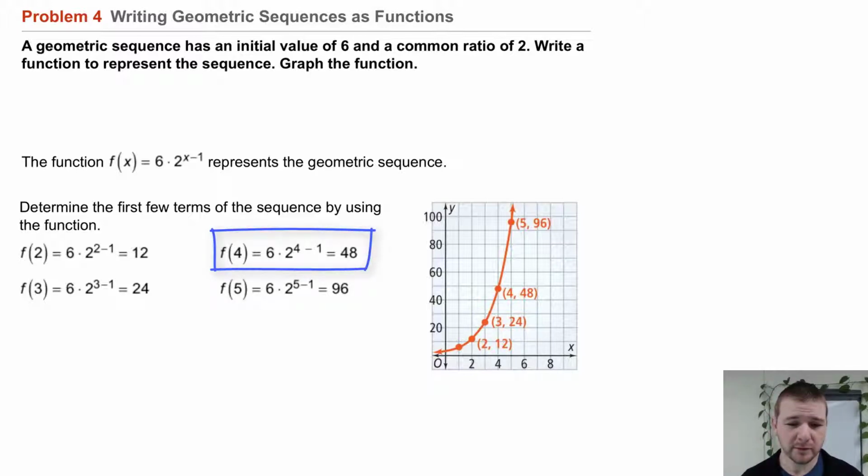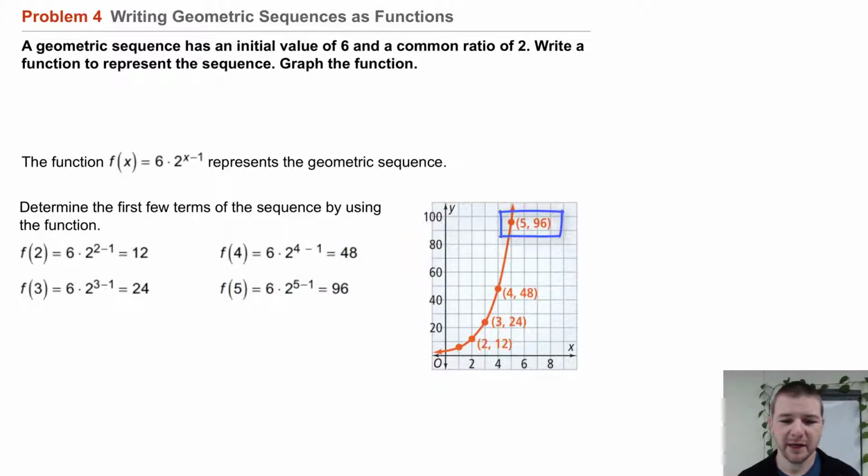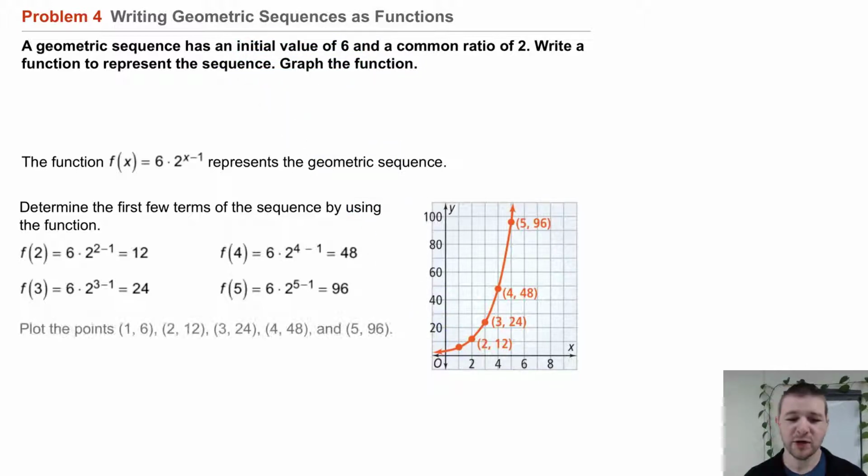F of 4, 48. F of 5, 96. And let's not forget our initial value, 1, 6. An x value of 1, a y value of 6. So after we plot the points and connect them with a smooth curve, we arrive at the graph on the right.